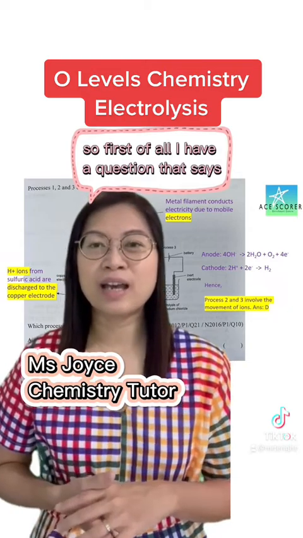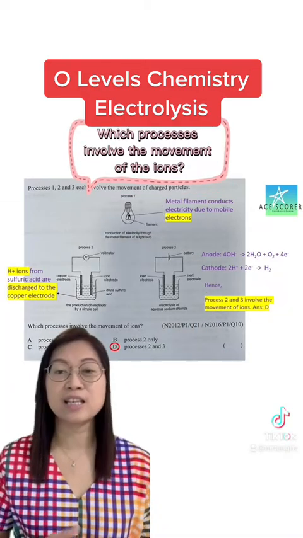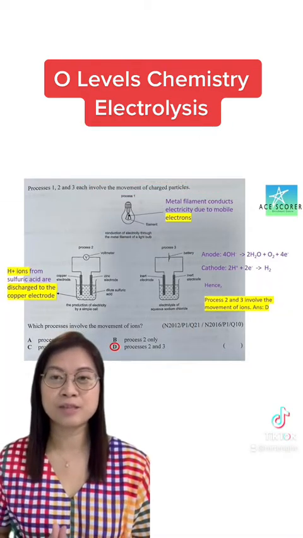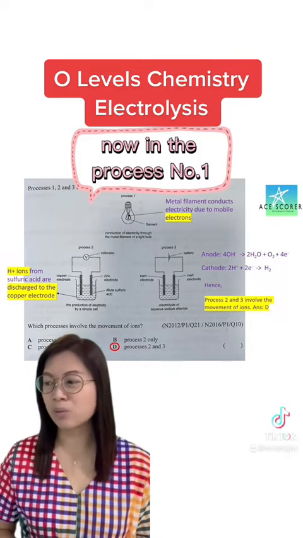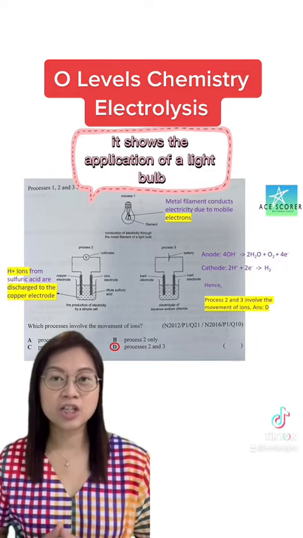Alright, so first of all I have a question that says which processes involve the movement of the ions? In this question it shows three different processes. Now in process number 1, it shows the application of a light bulb.